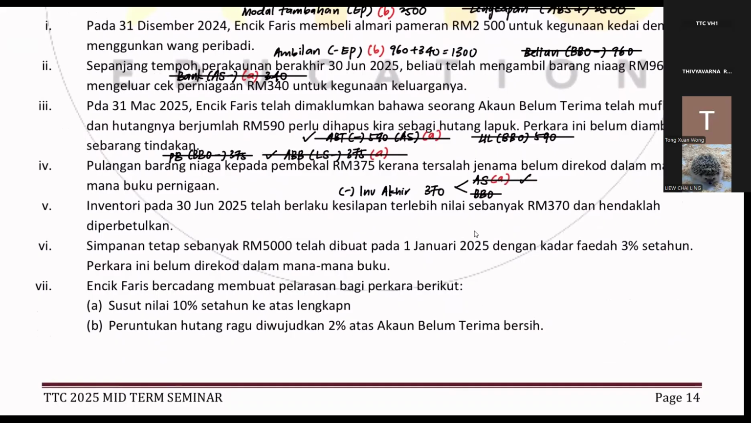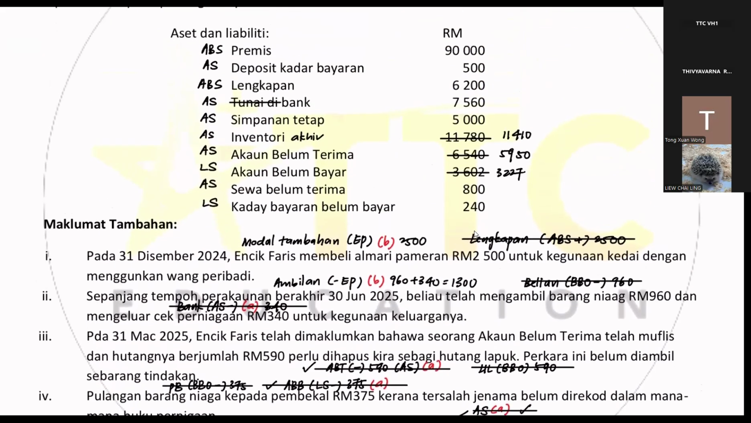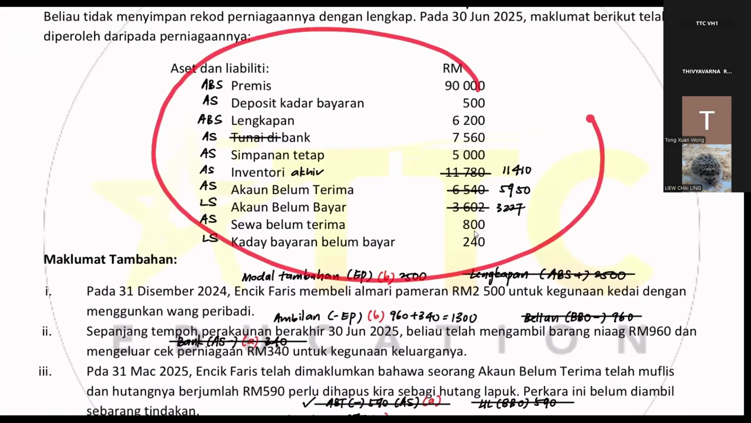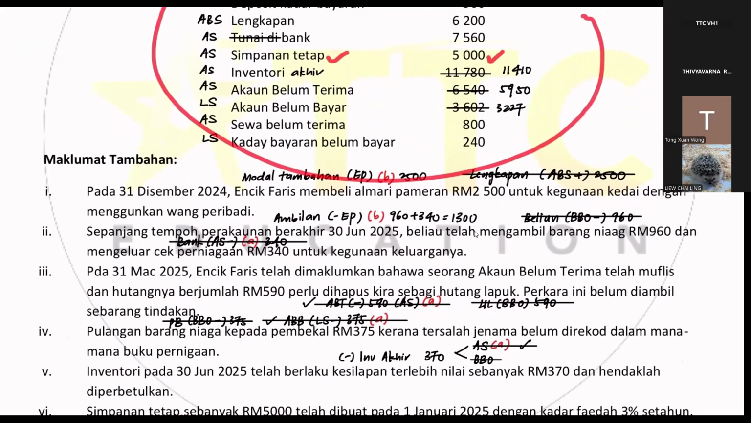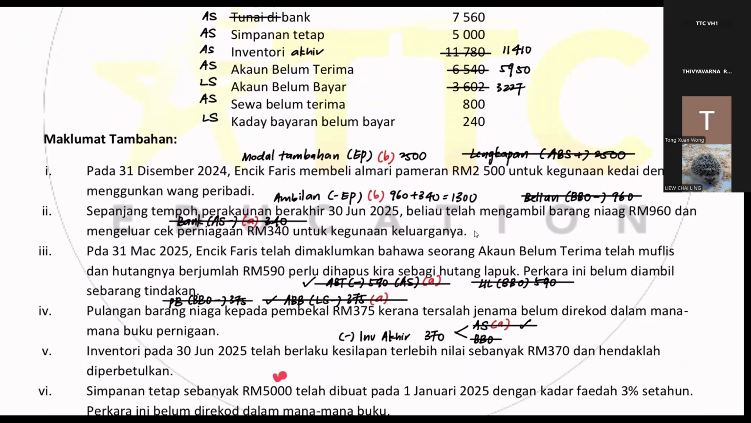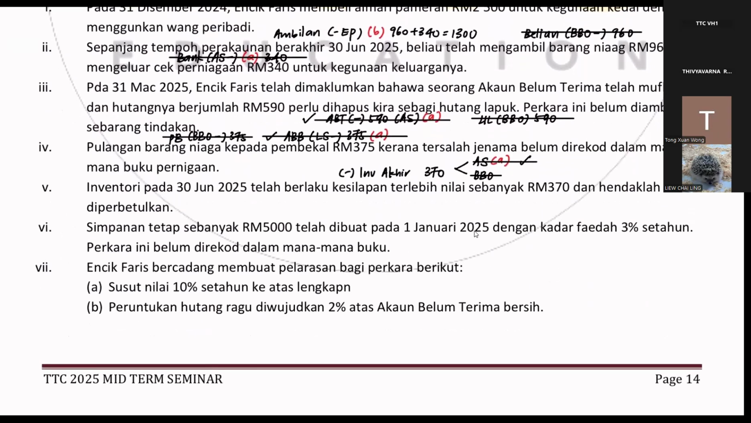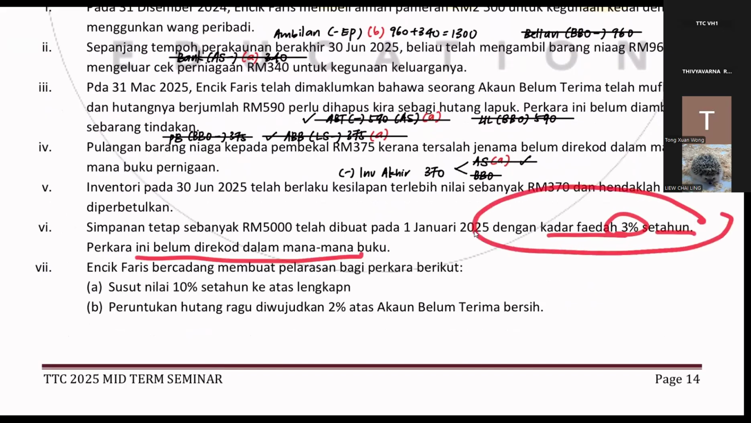Okay, let's think about the first part that mentioned simpanan tetap 5,000 starting from 1st January. Let's check. Do we see simpanan tetap in the list? Yes, right? Here, right? And then it is exactly the same amount that we saw in the maklumat tambahan, 5,000, right? So no changes. Everything is done. So you can ignore for simpanan tetap. Then what's the next? The emphasized faedah is 3,000 per year. And then I mentioned we never record at all. So we need to record the faedah for them.